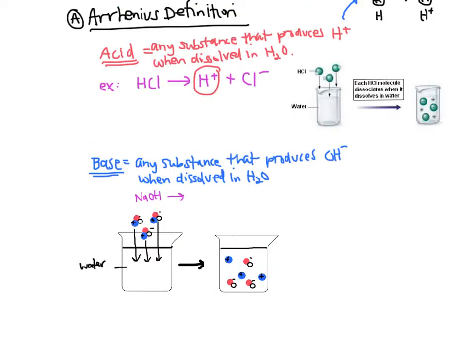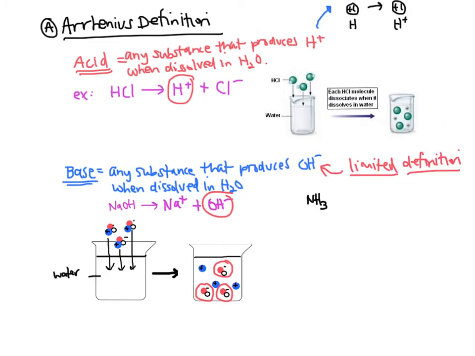All right, so let's talk about the Arrhenius definition of a base. A base is any substance that when you dissolve it in water will produce hydroxide ions. So an example of that would be sodium hydroxide. When you drop it in water, it will dissociate into sodium ions and then hydroxide ions. So it's considered a base because it's producing these hydroxide ions, at least according to the Arrhenius definition. That's why it's a base.